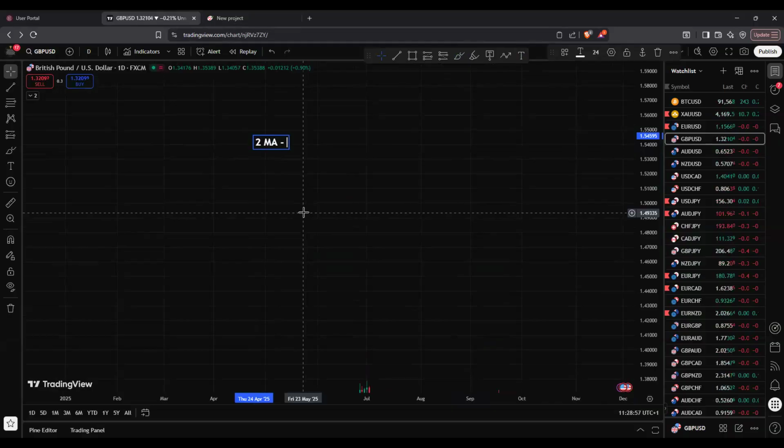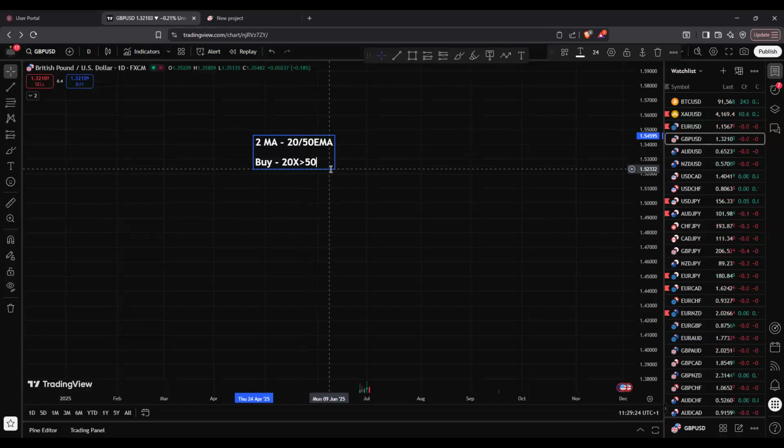And let's use 20 and 50. So we're going to use 20 and 50 exponential moving average, EMA. So those are what we'll be looking at. And the rule is going to be, we're going to look to buy if the 20 moving average crosses, so let's use X, above the 50 moving average. So that's going to be our sign to take a buy.